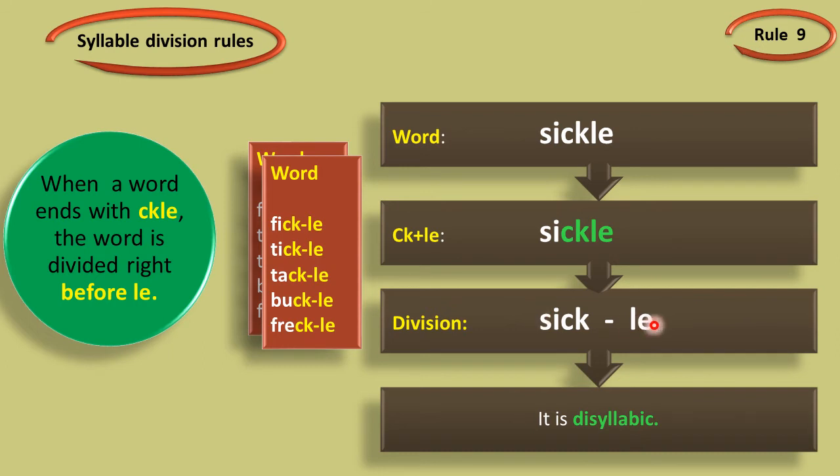What is the division? Where is the hyphen? The hyphen is right before LE. Why right before LE? Because of this rule. So try to remember this rule by comparing it to the earlier rule. The earlier rule is consonant plus LE, and there the division is before the consonant. And in this rule, CK plus LE, where is the division? Right before LE. And it is disyllabic.